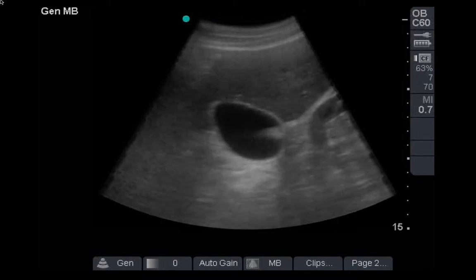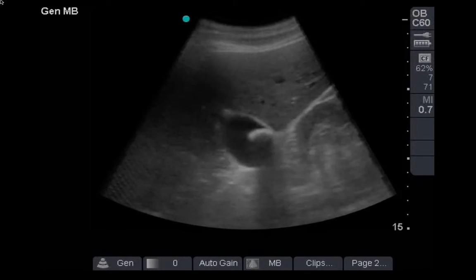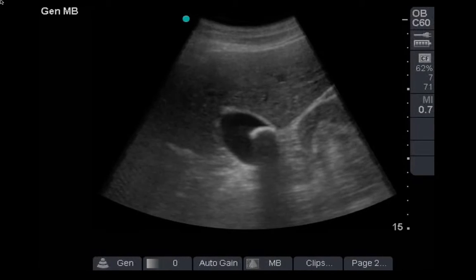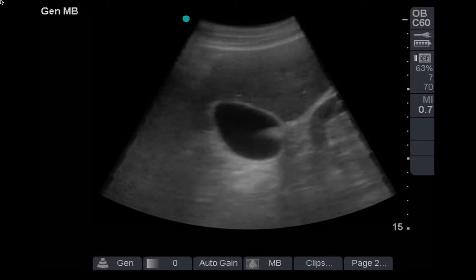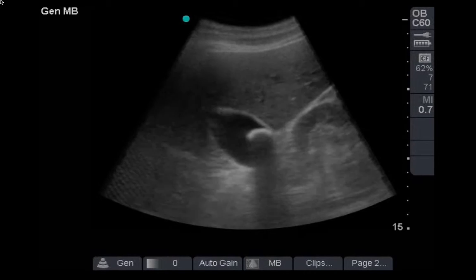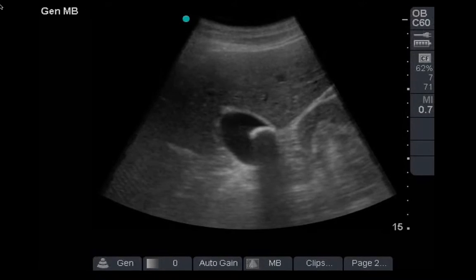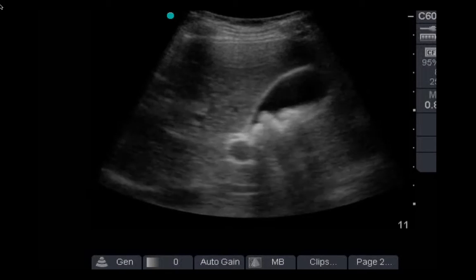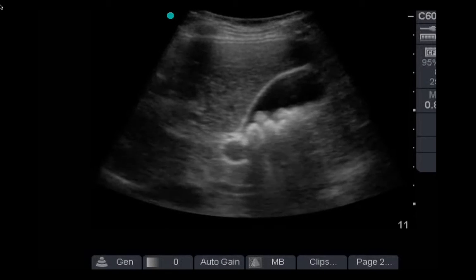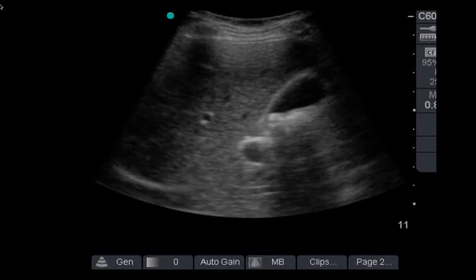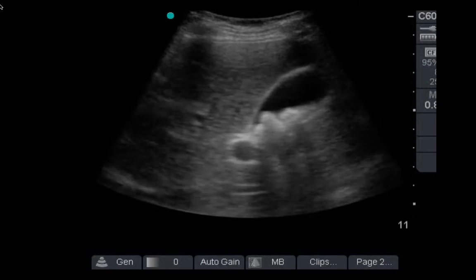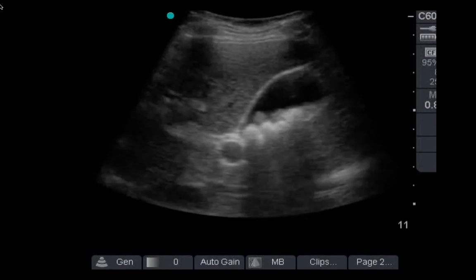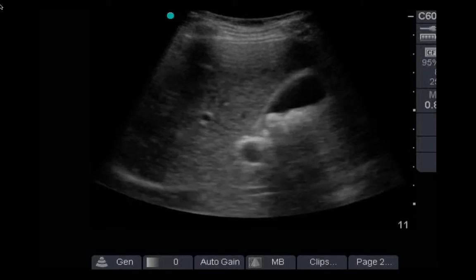Most gallstones will layer in the dependent portion of the gallbladder and will move when the patient is repositioned, unless they are impacted or of high cholesterol content. This clip shows multiple gallstones, again in the dependent portion of the gallbladder, and they also have this characteristic shadowing, which extends all the way to the edge of the image.